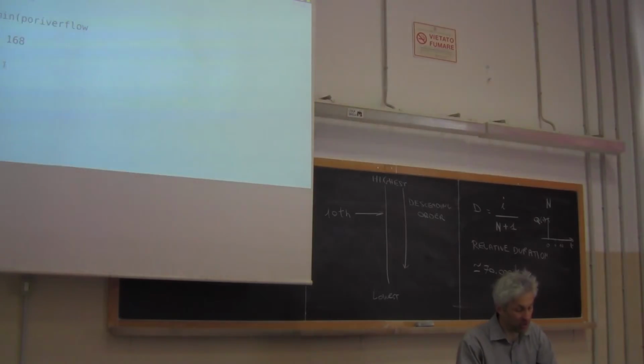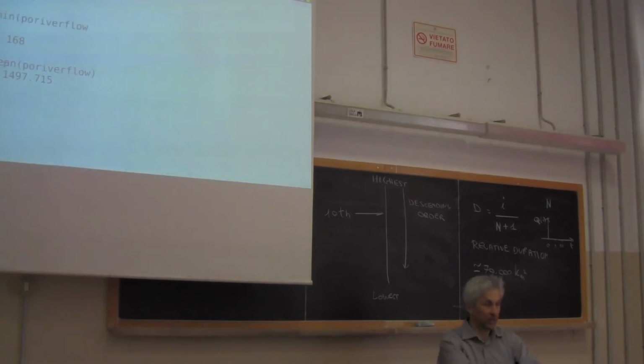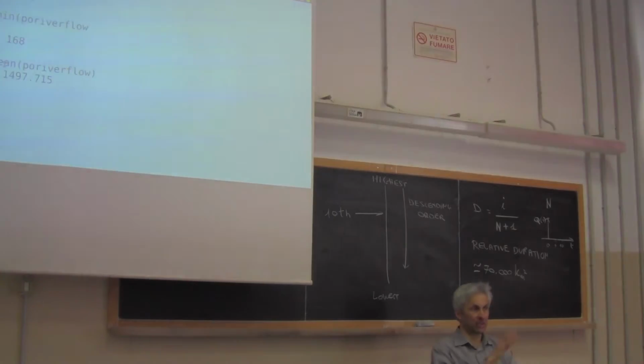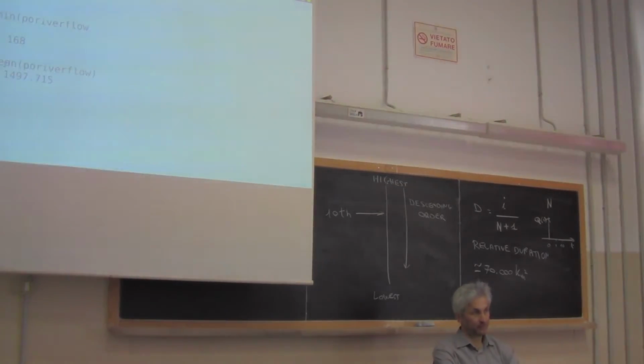So the average is computed through the function mean. So this is the average flow of the Po river, 1500 cubic meters per second. It is something that you have to keep in mind, because it's an important order of magnitude.